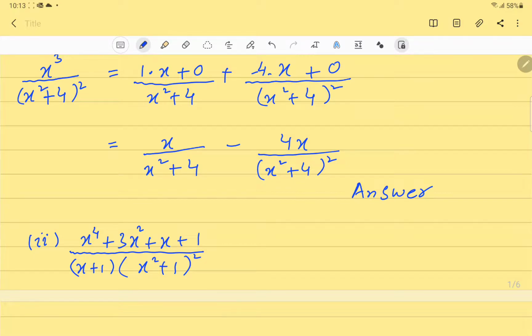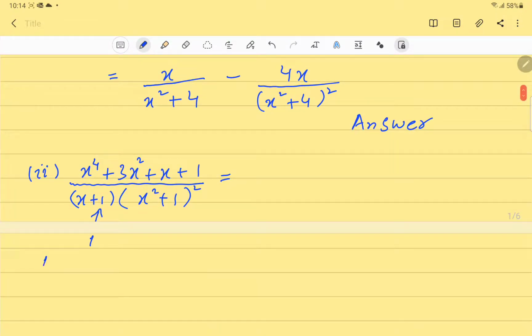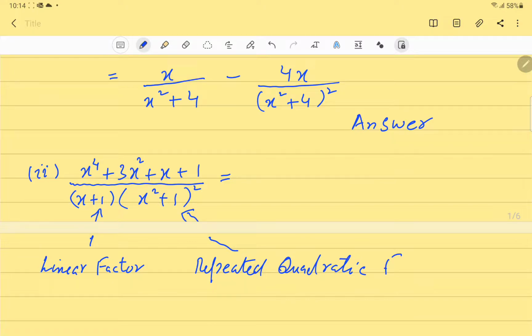So we can straight away form partial fractions here. Our first factor is a linear factor. Our second factor is a repeated quadratic factor. So we'll be having two partial fractions for this because its power is 2. If its power is 3, then we'll be having 3. It depends upon the power that is showing outside the bracket, which is this one, 2.